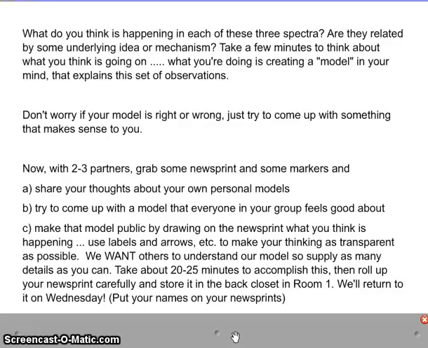Your model is going to somehow explain what you think is happening in each of those three cases with those objects and their spectra. Okay? When you're done, put your names on the newsprint and then roll up the models. We'll come back to this on Wednesday. There's another activity for you to do today in class.